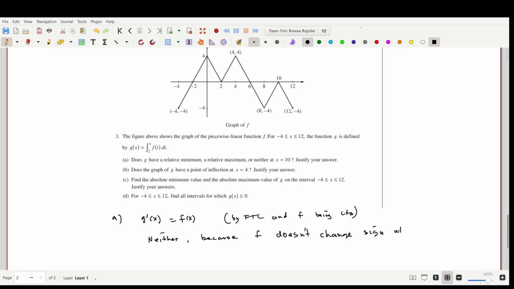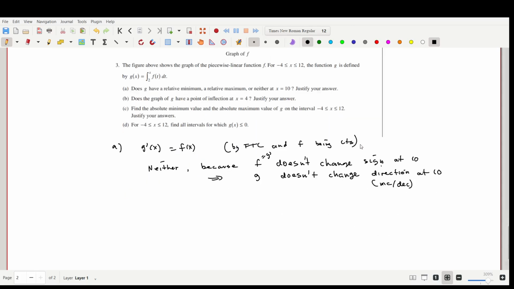At 10, which implies that f, which equals g prime, doesn't change sign at 10, and that implies that g doesn't change direction. So no extremum. An extremum is a change of direction. I don't know if direction is a well-known word on the AP test, so I'll say increasing, decreasing. All right. From my experience, they typically are okay with just this first part, but I would do the whole thing.